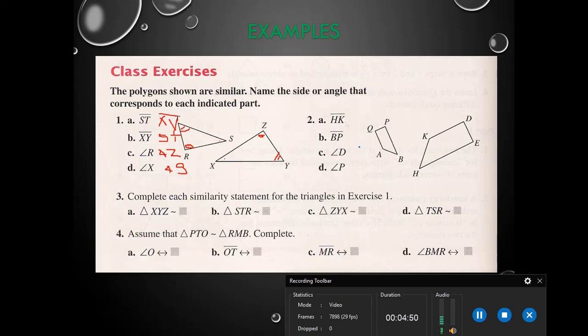Let's move on to the second polygon. I believe that side AB goes with side KH, QA matches KD. QP aligns with DE. And then PB with HE, and I'm going to leave that side unmarked. So if you look at side HK, it will go with side AB. Side BP is unmarked. That goes with side HE.